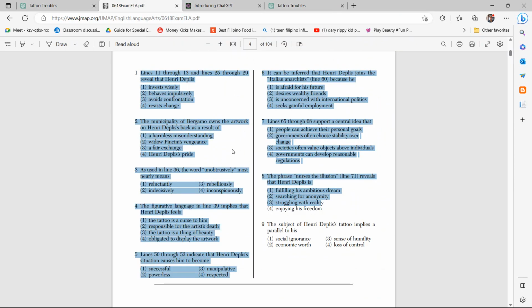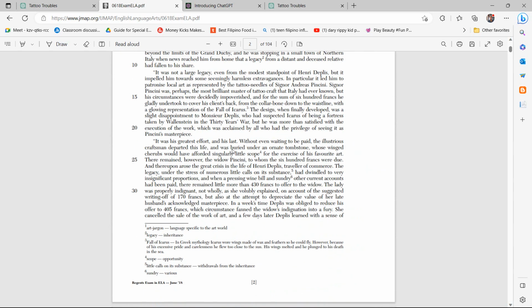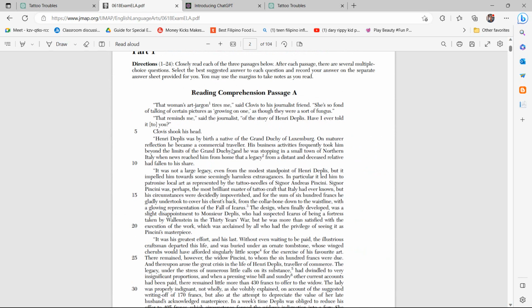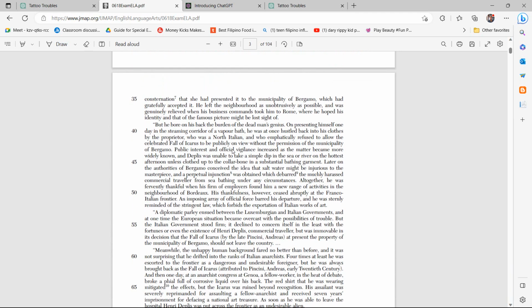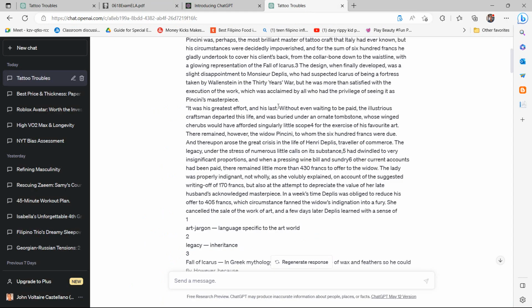Study for the English Regents. Read it, try to answer it, look at the answer sheet, try to figure out why you got it wrong, and if all hope is lost, go to ChatGPT, paste readings over there and ask it to explain it. Paste questions over there and ask it to explain the answers. And hopefully, after doing this over and over again, you will pass. Good luck.